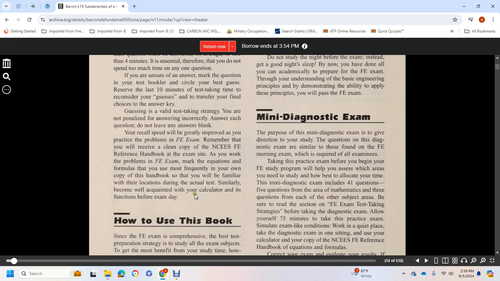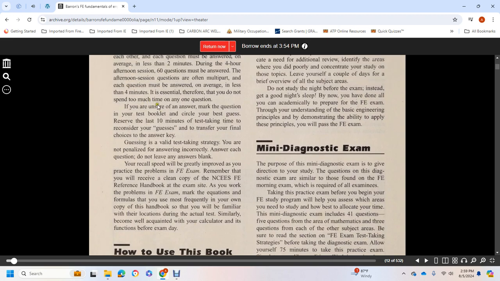If you are unsure of an answer, mark the question in your test booklet with a circle and make your best guess. Reserve the last 10 minutes of the test-taking time to reconsider your guesses. Transfer your final choices to the answer sheet.